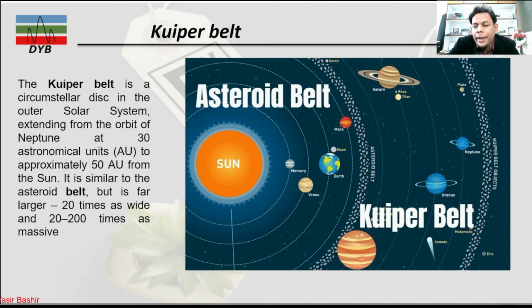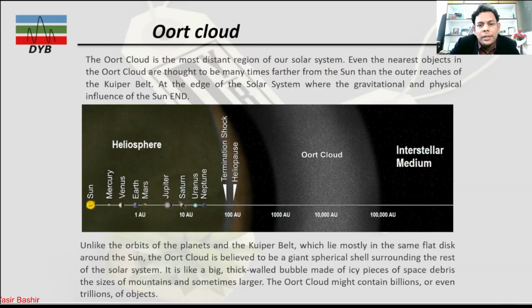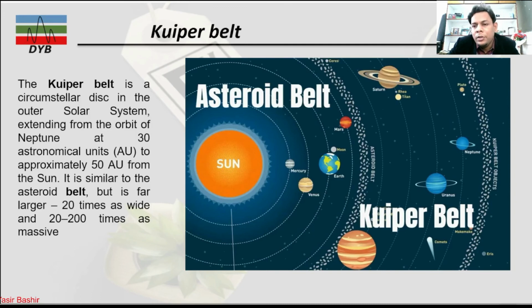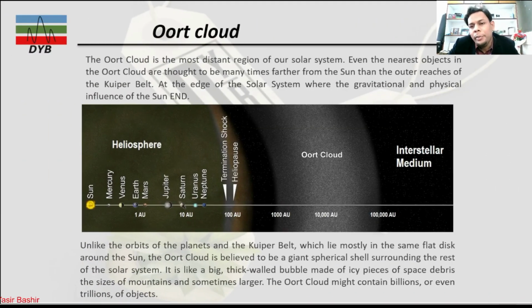So the Kuiper Belt is similar to the asteroid belt, but it is more massive and much farther away from the Sun. It contains similar types of objects, but bigger in size. Then after the asteroid belt and the Kuiper Belt, we have the Oort Belt.